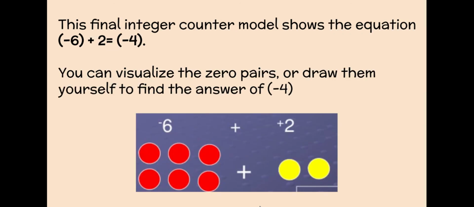And this final integer counter model shows the equation negative 6 plus positive 2 equals negative 4. So you can visualize those 0 pairs or draw them yourself to find our answer of negative 4. We see we have 2 positives, and that would make 0 pairs with 2 of the negatives, leaving 4 negatives. So our answer would be negative 4.